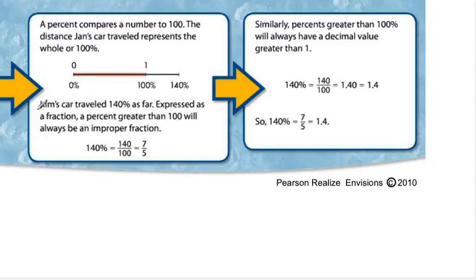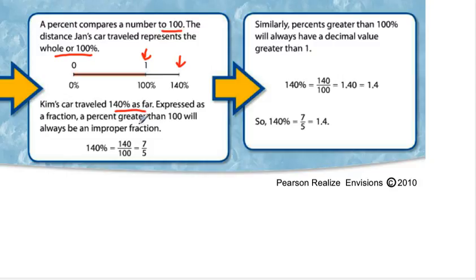The Pearson Realize book says that a percent compares a number to 100, which we have already learned. The distance Jan's car traveled represents 100%. Kim's car traveled 140% as far. So you have that 140% for Kim's car. Expressed as a fraction, a percent greater than 100 will always be an improper fraction.